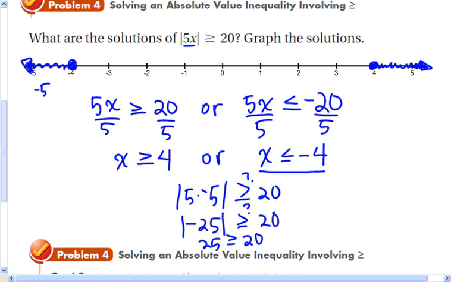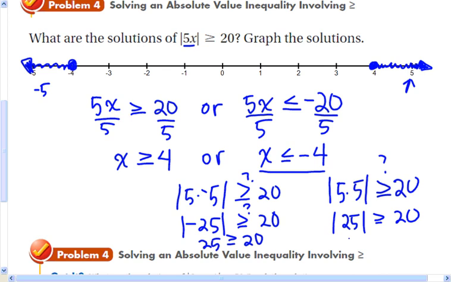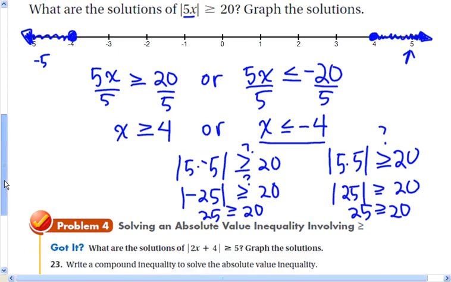So you see how negative numbers to the left of negative 4 will give us a positive value that's greater than or equal to 20. And likewise, if I try numbers out here like 5, if I do 5 times 5, put that in the original inequality and just see if that is greater than or equal to 20. So that's a question mark. I get the absolute value of 25 is greater than or equal to 20. And the absolute value of 25 is 25, and that sure is greater than or equal to 20. So those solutions work. All right?